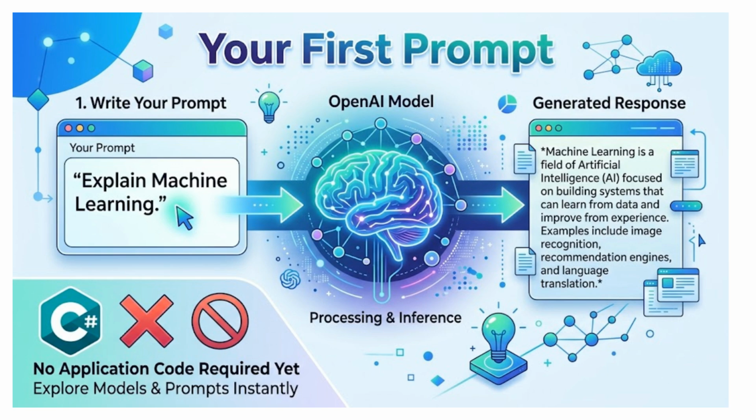Now let's create our first prompt in the OpenAI Playground. We'll start with something very simple. Explain machine learning. When we run this prompt, it is sent to the selected OpenAI model. The model processes our request and generates a response explaining the concept. And notice something important here. We haven't written any C# code yet.